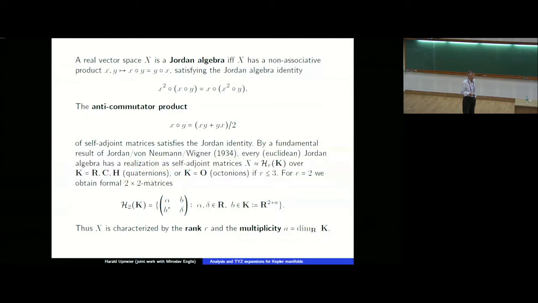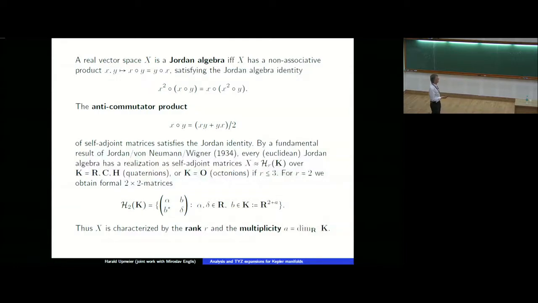One has to prove it. Of course, once it is known, it's easy to check. Well, in the old days of quantum mechanics, people wondered, is this the correct identity that characterizes the observables, the self-adjoint operators in quantum mechanics, the Jordan identity? Of course, that was the hope. So then we would have an algebraic condition of what is an observable in quantum mechanics.